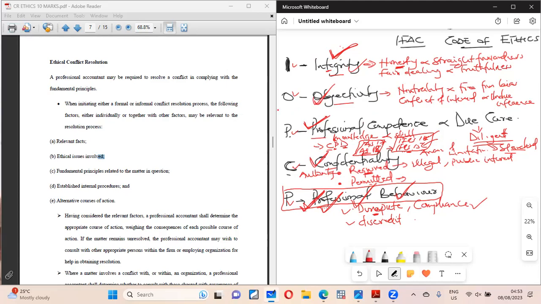Objectivity: if you become biased, if you are not neutral, if there is a conflict of interest, or somebody has unduly influenced you. Sometimes you say, it is a person you know. Mr. Fred, you've been with me before. You know how it is when I was in the office. Let me use the masons as an example, when they are building for us.